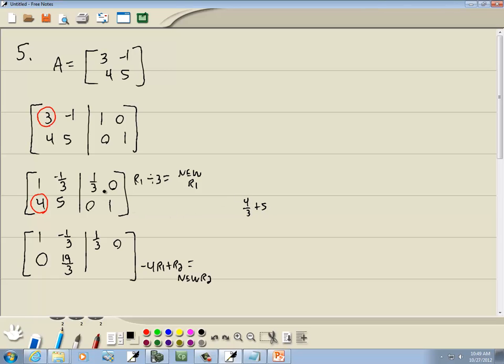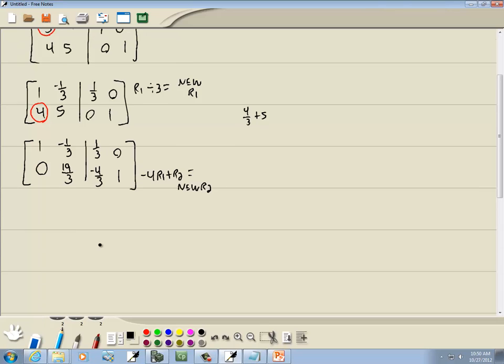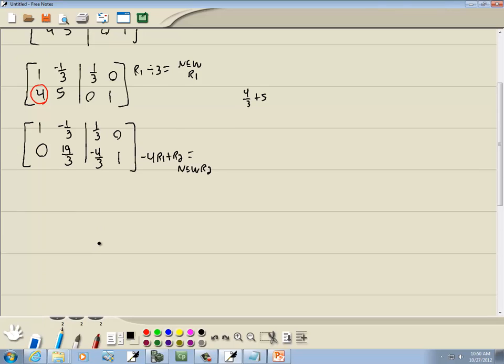Okay. Then we'll take negative 4 times 1 third. That gives us negative 4 thirds plus 0. So that's negative 4 thirds. Negative 4 times 0 is 0, plus 1 is 1. Okay. Now we want to get a 1 here.